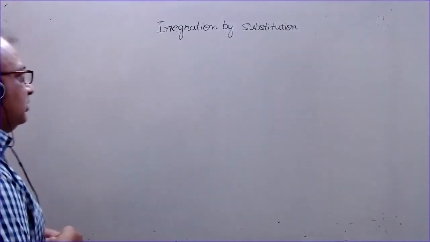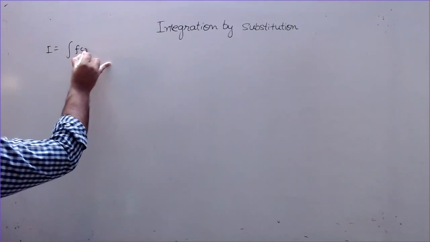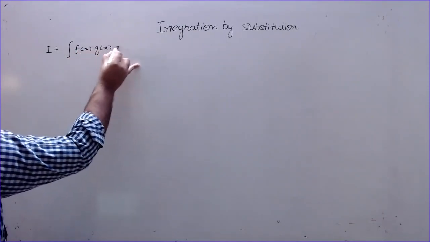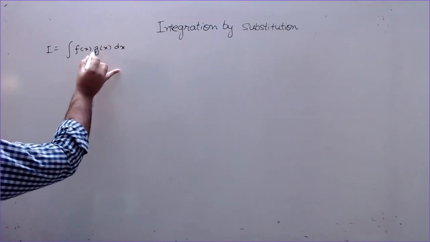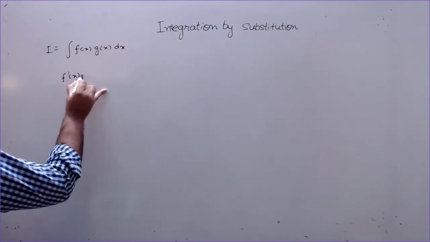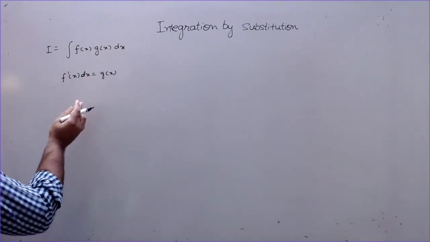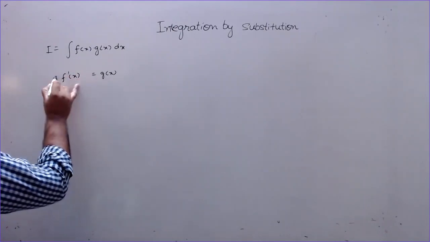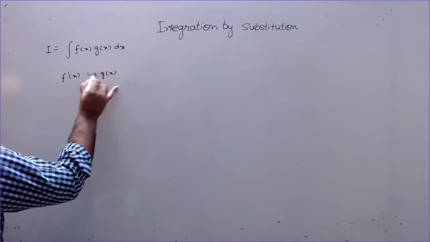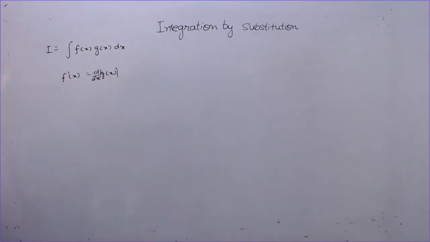By substitution, some part of which we have discussed in the previous class. As you know, if the integration is having two functions, and suppose g(x) is the derivative of f(x), that is, f'(x) dx is equal to g(x), so in that case d by dx of this g(x) is f'(x). Then I will substitute one of the functions as t.